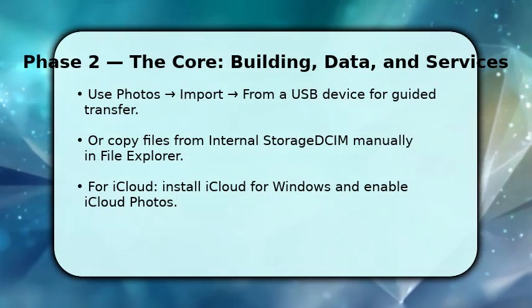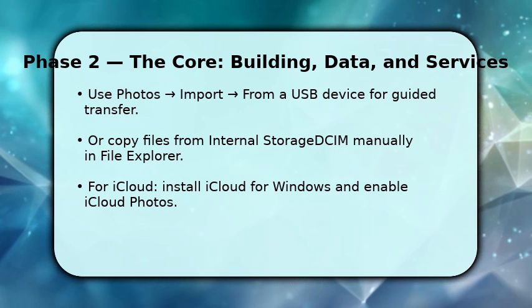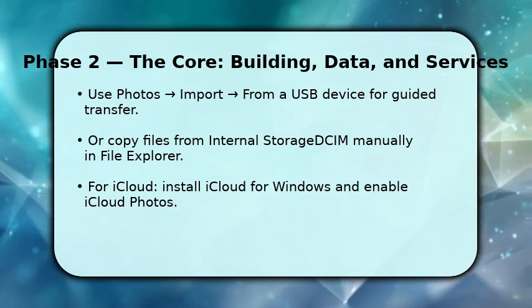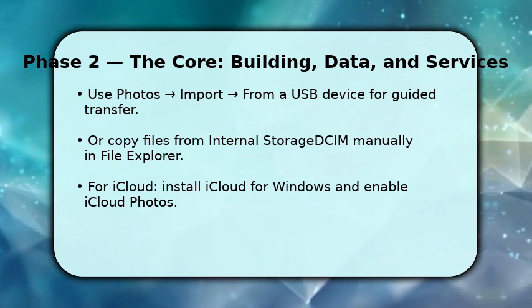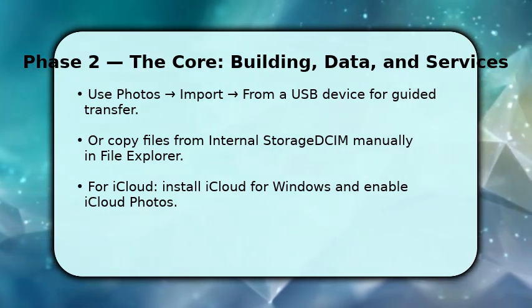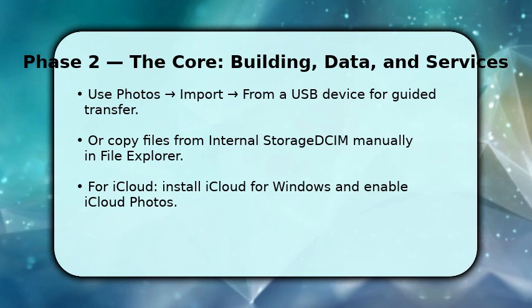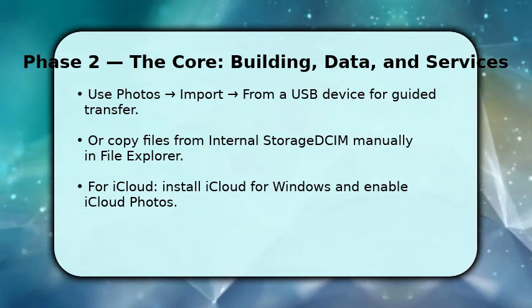Next, pick your import method based on control and speed. If you want guided selection, open Photos, choose Import, then from a USB device. Follow on-screen prompts to pick dates or albums. If you need specific files, open File Explorer, browse internal storage /DCIM, and copy folders to your PC. That keeps folder structure intact.